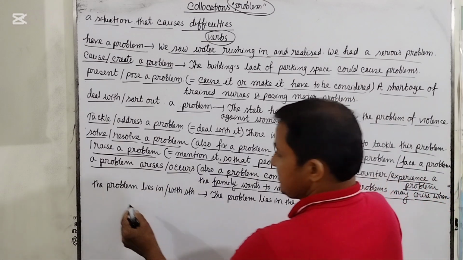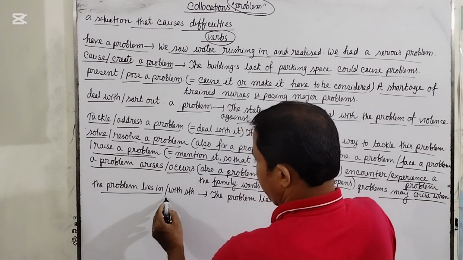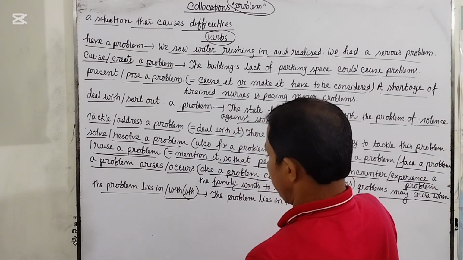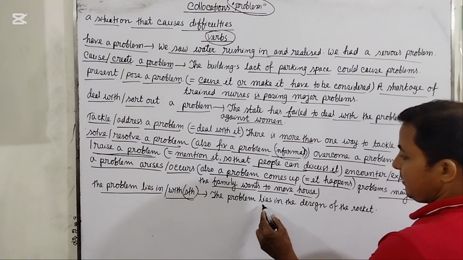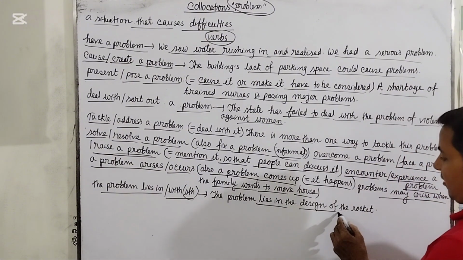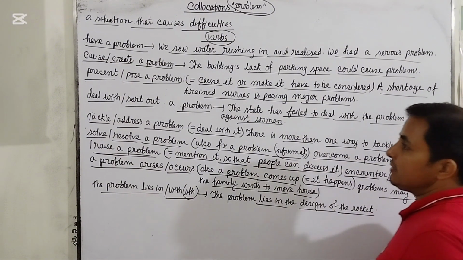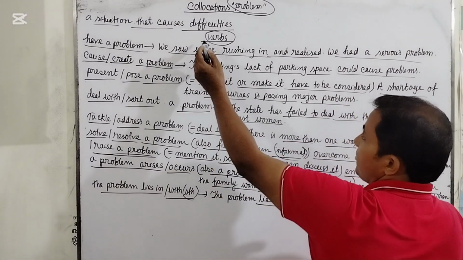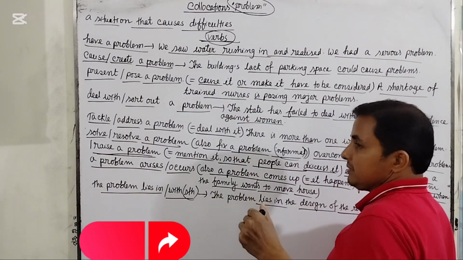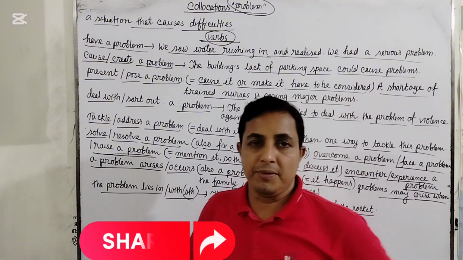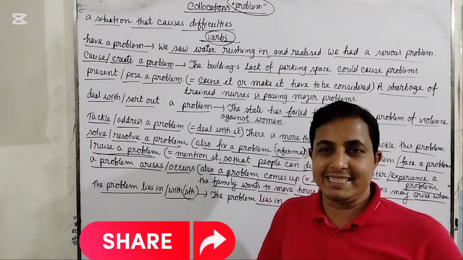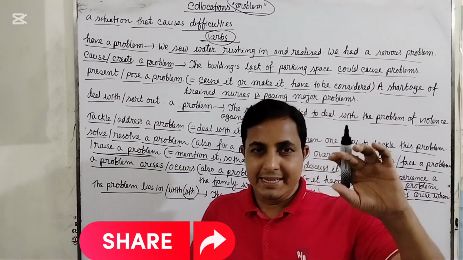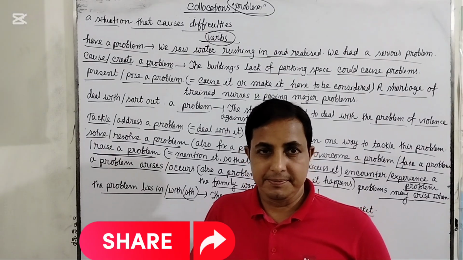In other words, the problem lies in or with something. The problem lies in the design of the rocket. Dear learners, I have explained verbs as a collocation with the word problem. Now I am going to explain adjective or noun plus problem.